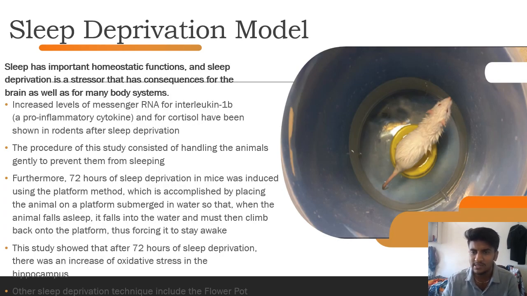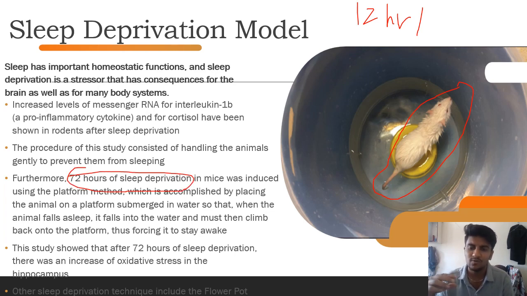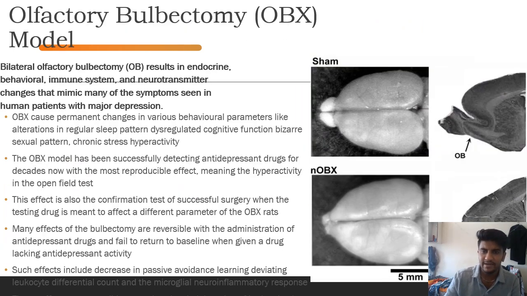Sleep deprivation model: here you can see the rat is sleep deprived. It has a 12-hour light, 12-hour dark cycle. I hope we all know, 12-hour light, 12-hour nights. There are automated systems available, and these are one of the techniques. 72 hours of sleep deprivation is considered: 24 hours, 48 hours, 72 hours max, not beyond that. The levels of inflammatory mediators are checked, like interleukin 1 beta, interleukin 6, 7, 12, and TNF alpha. Then there is a very widely used model, which is OBX, olfactory bulbectomy.